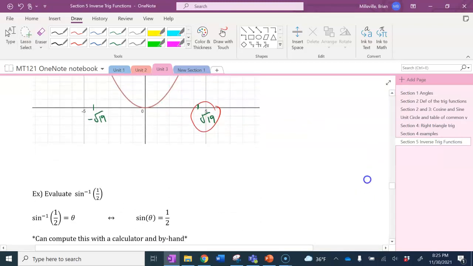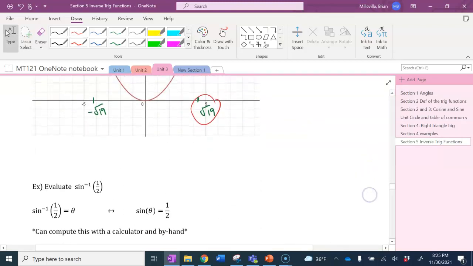Moving on now to inverse trig functions. How are we going to evaluate the inverse sine of 1/2? It turns out we can do this with a calculator, and we will be doing that in a minute, but we can do this by hand. Also, we need to convert this from this inverse trig notation over to something more familiar, like we did in the previous example with the square root and x squared.